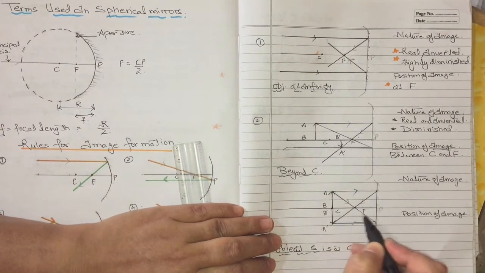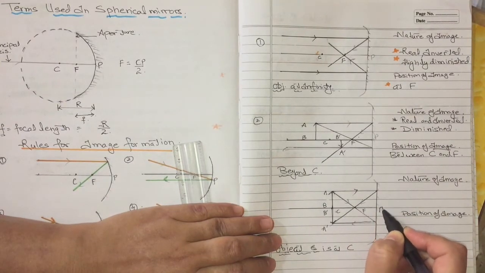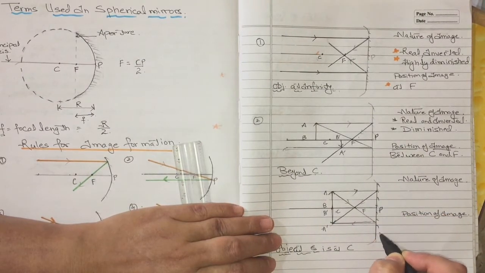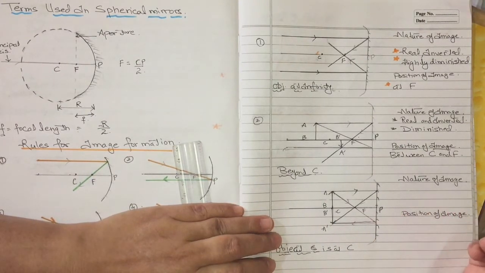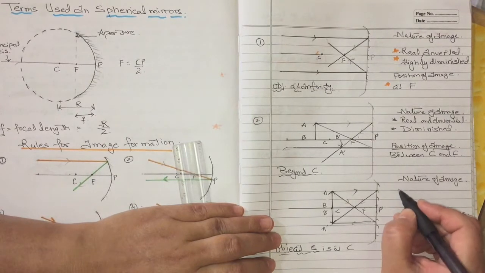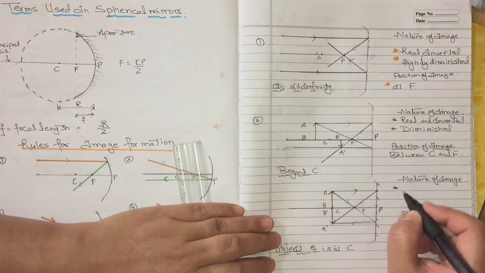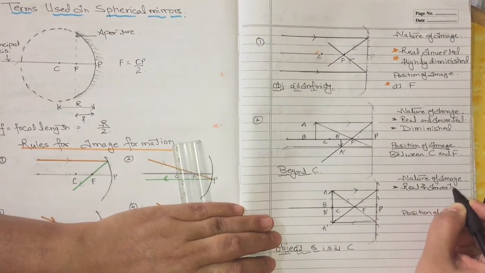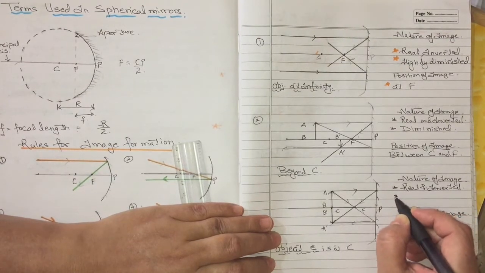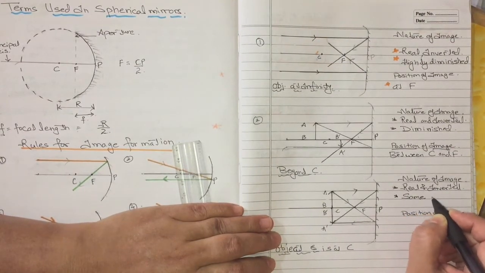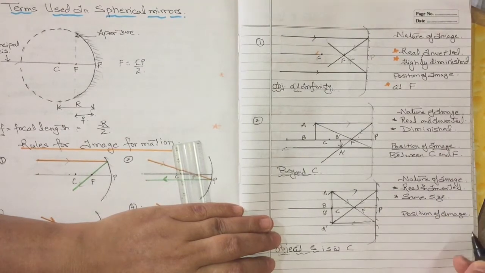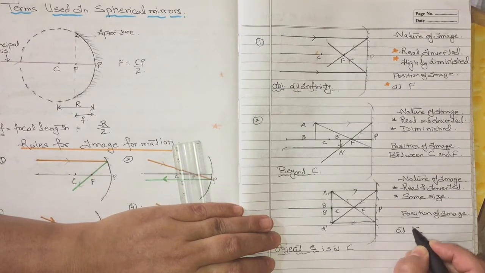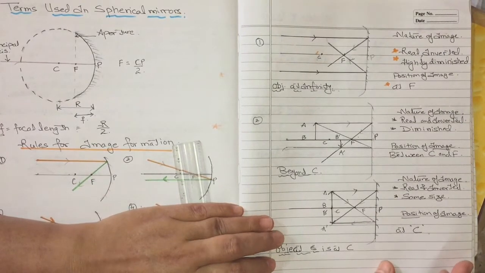Okay, this is center of curvature, focus. This is your pole. This is mirror. You have to show the polish size. Now let's see the nature of image. Okay, so the rays are actually meeting, so image is real and inverted. How is the image? Same size as the object, so I will write same size as object. What about the position of the image? Position of the image is at C, that means at center of curvature.